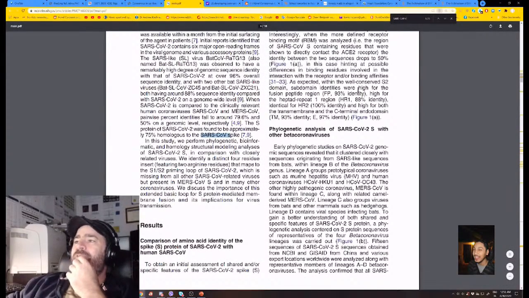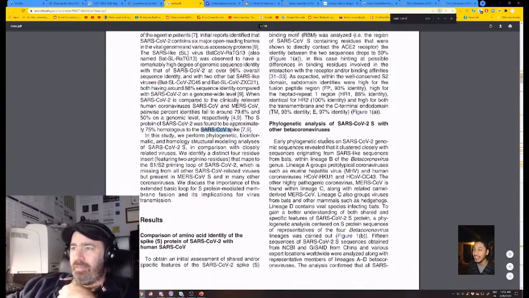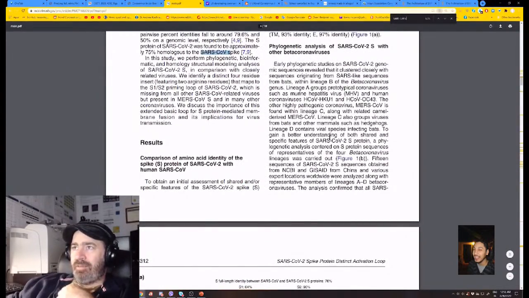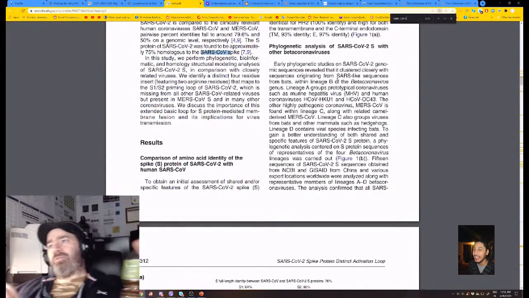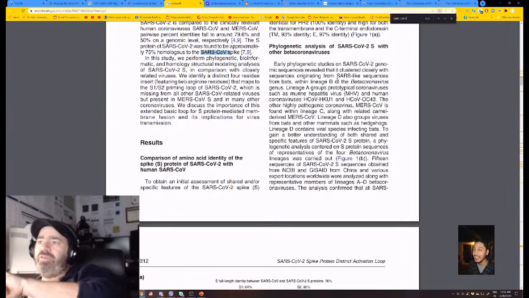So as expected, within the well-conserved S2 domain, subdomain identities were high for the fusion peptide region, high for the heptad repeat 1 region, HR1, HR2, and high for both the transmembrane and the C-terminal domain. Early phylogenetic studies on SARS-CoV-2 genomic sequences revealed that it clustered closely with sequences originating from SARS-like sequences from bats with lineage B of the beta coronavirus genus.